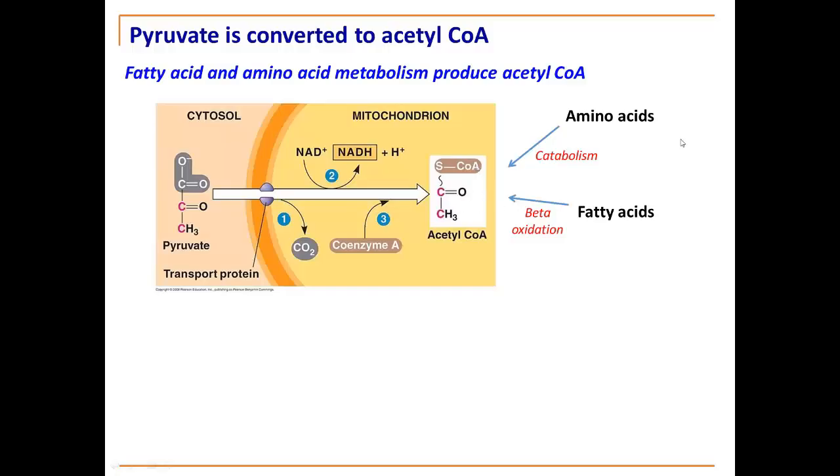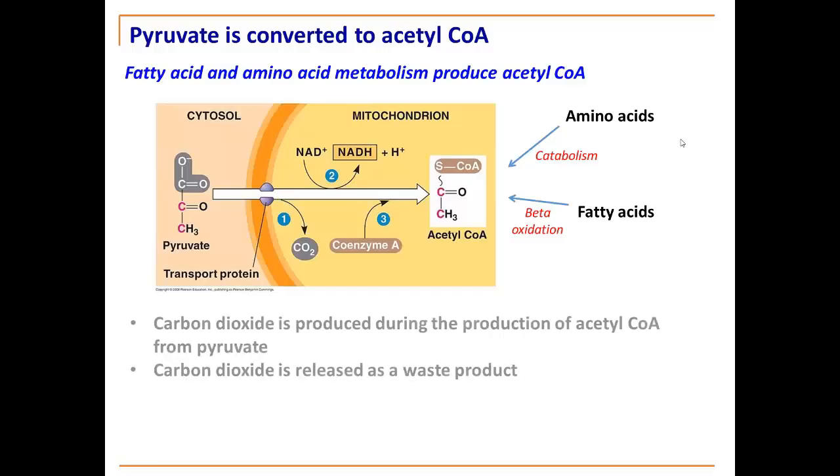So this molecule, acetyl-CoA, is a great little intermediate that is forming within the mitochondria. And as I said, that carbon dioxide is produced during the production of acetyl-CoA from pyruvate. So there it was, your 3 carbons entering the mitochondria to form your acetyl-CoA, and we lose a CO2. And CO2, of course, is released as a waste product.